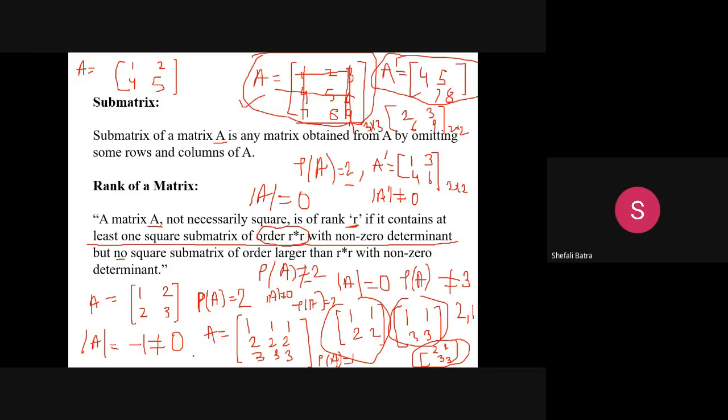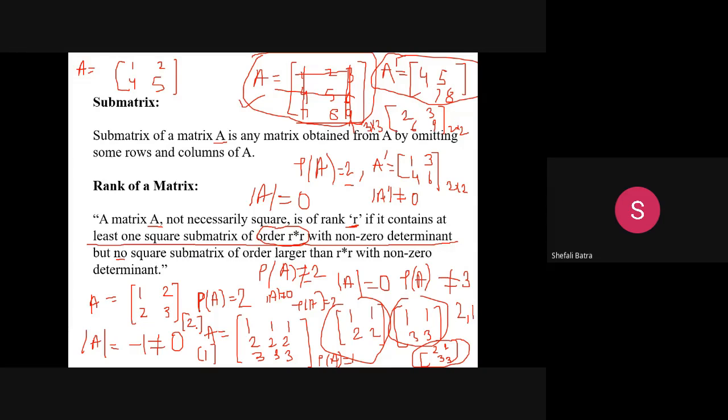Because the order 1 submatrix, its determinant is also 1, or if you consider 2, then again its determinant would be non-zero. So out of this matrix, if you are considering the 3 cross 3 matrix, determinant of that matrix would be 0. If it is 0, it means rank cannot equal 3.